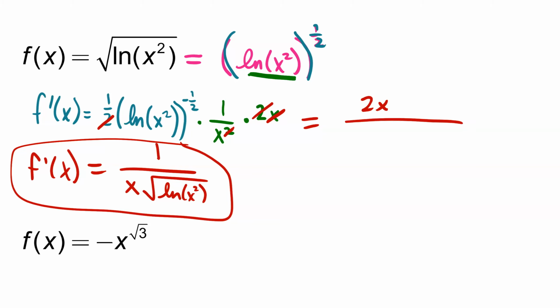2x over 2x times the square root of ln of x squared. So I simplified that top line: one of the x's cancels out, the 2 cancels out. The biggest issue was seeing that ln of x squared was inside the whole root, so it was all to the same exponent. So something to the power of 1/2 is a root, and if it's negative, you just put it on the bottom. Yep.